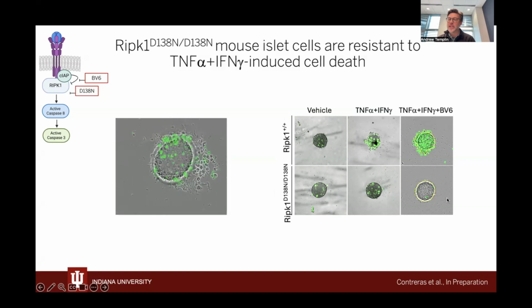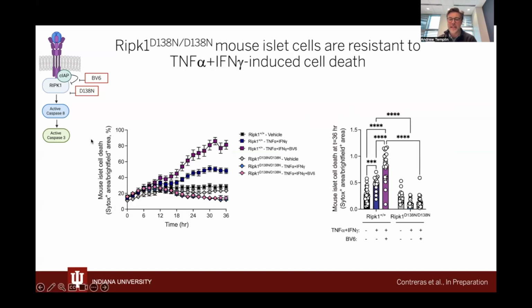And we did the same in these RIP1 kinase dead RIPK1 D138N islets on the bottom. So BV6, just to give you a little background, is a SMAC Diablo mimetic, and it is also an inhibitor of inhibitors of apoptosis proteins. And these IAPs are thought to repress RIPK1 in the setting of cytokine stimulation. So by treating with BV6, we can essentially de-repress the RIPK1, and we hypothesize we would get more RIPK1 activation and cell death. And in fact, that's exactly what we saw.